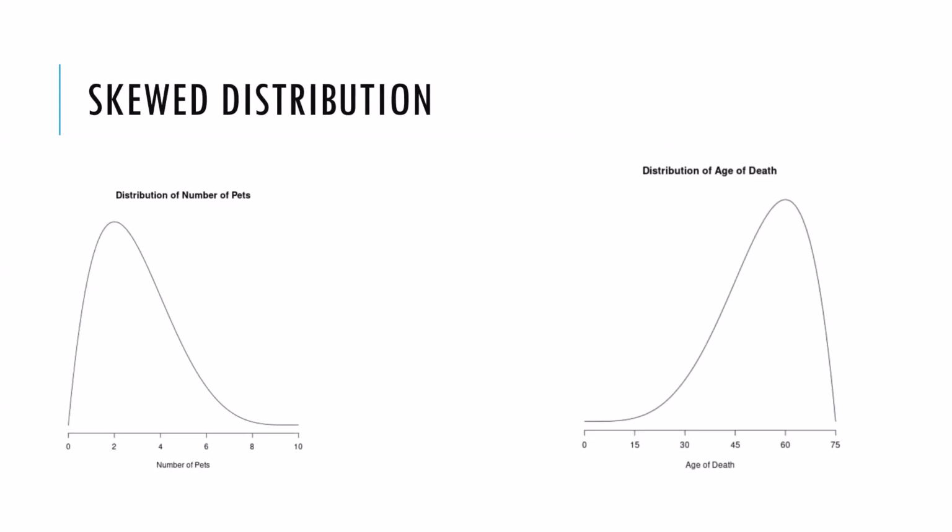Why are testing assumptions so important? Look at a couple of skewed distributions. This is a distribution of pets. It's not a normal distribution, so a one sample t-test would be problematic using that histogram. Another one that's skewed the other direction is distribution of age at death. It's not a bell-shaped curve. It's skewed.